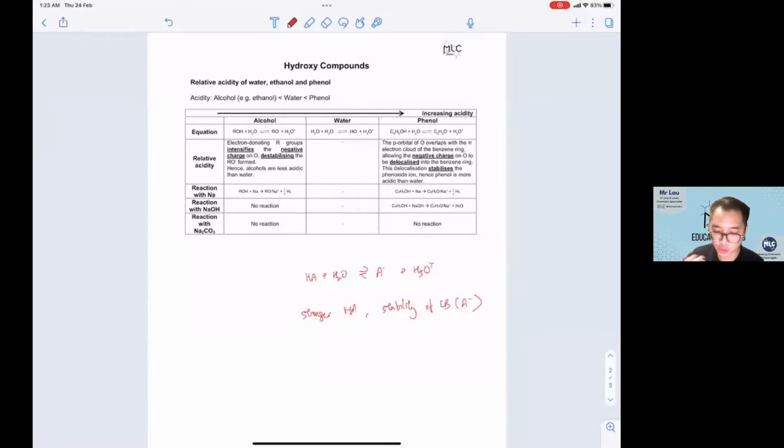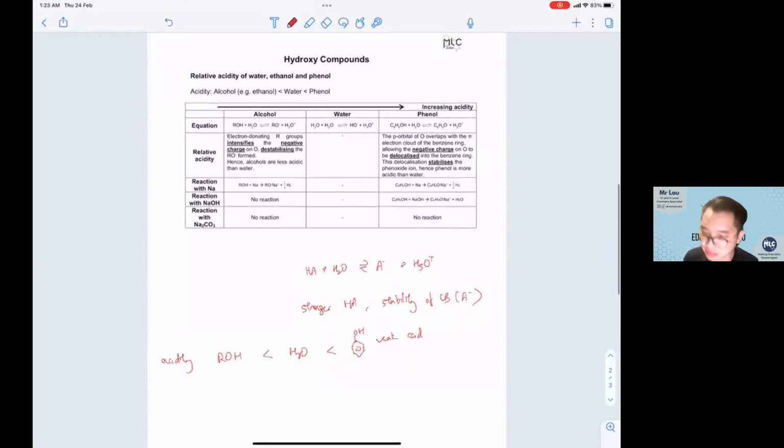So let's look at the trend for alcohols in terms of acidity. Alcohols are less acidic than water, which in turn is less acidic than phenol. So phenol is known to be a weak acid. Now let's try to explain why this happens.